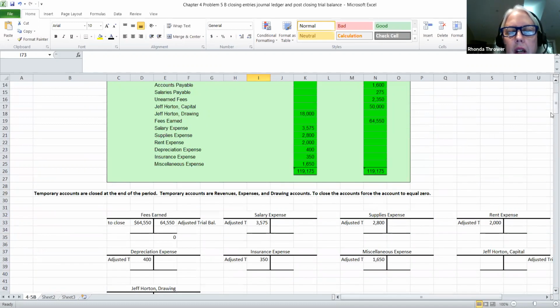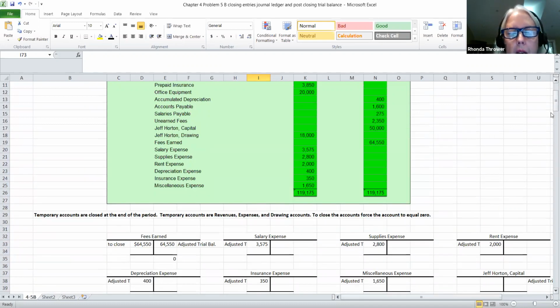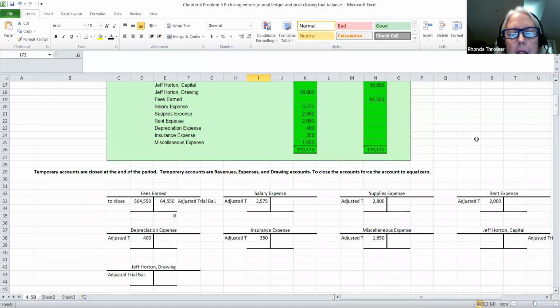And now I have to close out my expense accounts. So again, my expense account, my adjusted trial balance amount was $35.75. This is where I got that amount, and I just plugged it in there. I need to close my expense account. To close the expense account, I would have to credit this for $35.75, and this is what I would use to close this account.